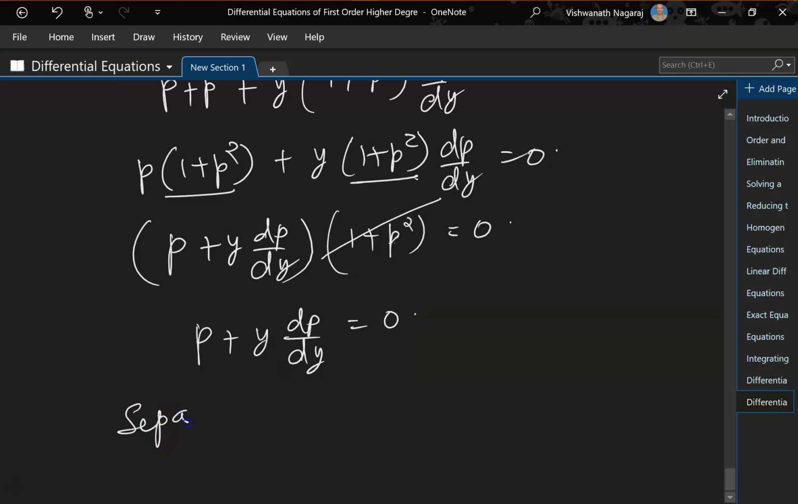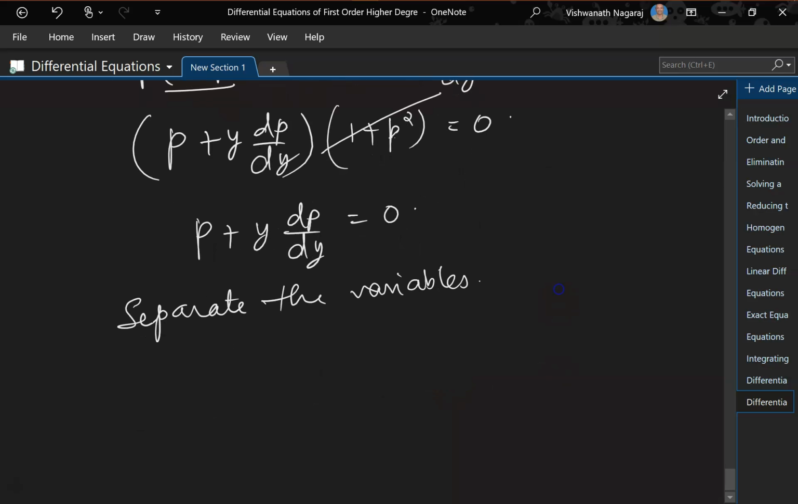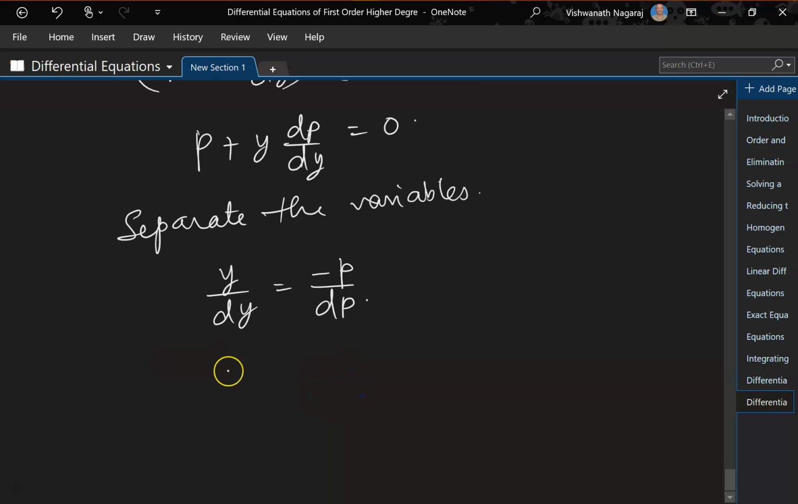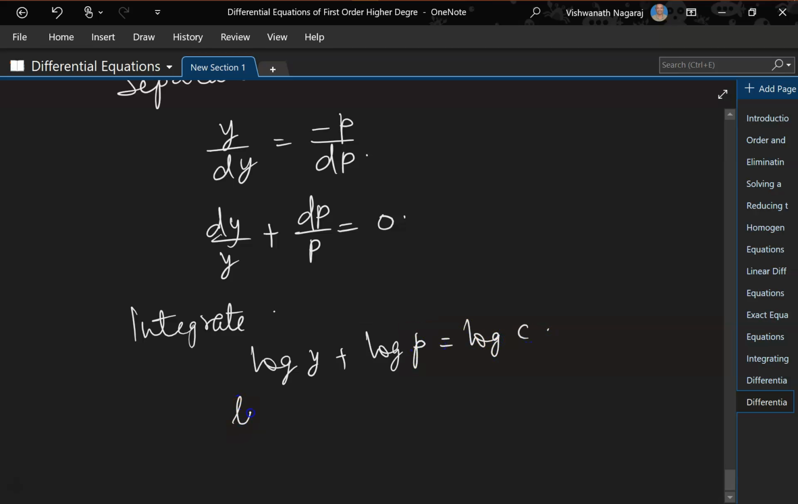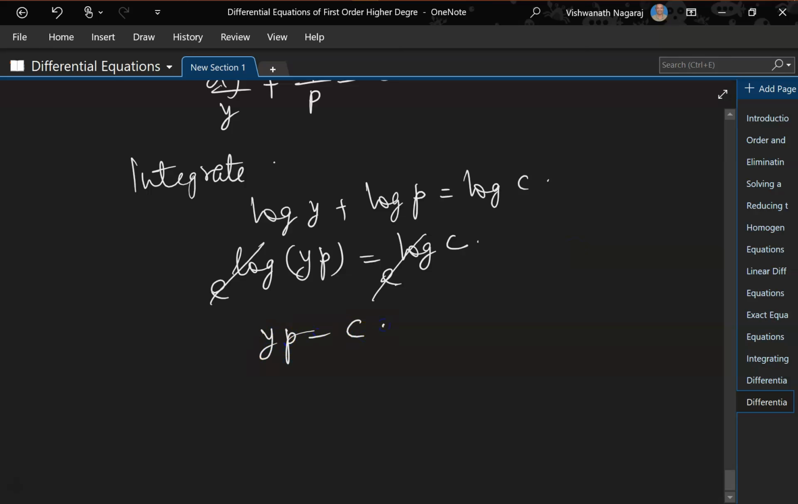Now separating the variables to integrate this, so this becomes y by dy is equal to minus p by dp, or reciprocal, dy by y is equal to minus dp by p, or we can bring it to this side itself, plus dp by p equal to 0. Now we integrate, so this becomes log of y plus log of p is equal to log of c. This becomes log of yp is equal to log of c. So exponentiate both sides, so they get cancelled out. Yp equal to c, or p is equal to c by y.